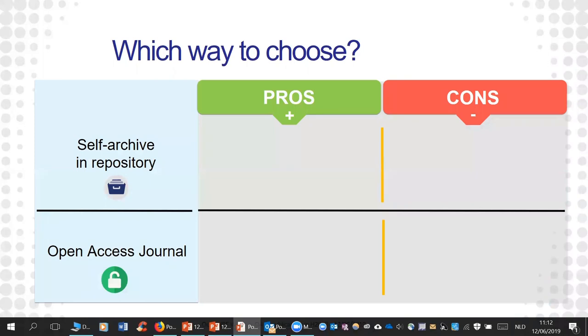So how do you know which to choose? A subscription-based journal and then self-archive in a repository, or an open access journal and self-archive in a repository? Well, both have their pros and cons. If you choose a subscription-based journal, you can choose any subscription-based journal. There are no fees for authors. Of course, the library pays for the subscriptions.